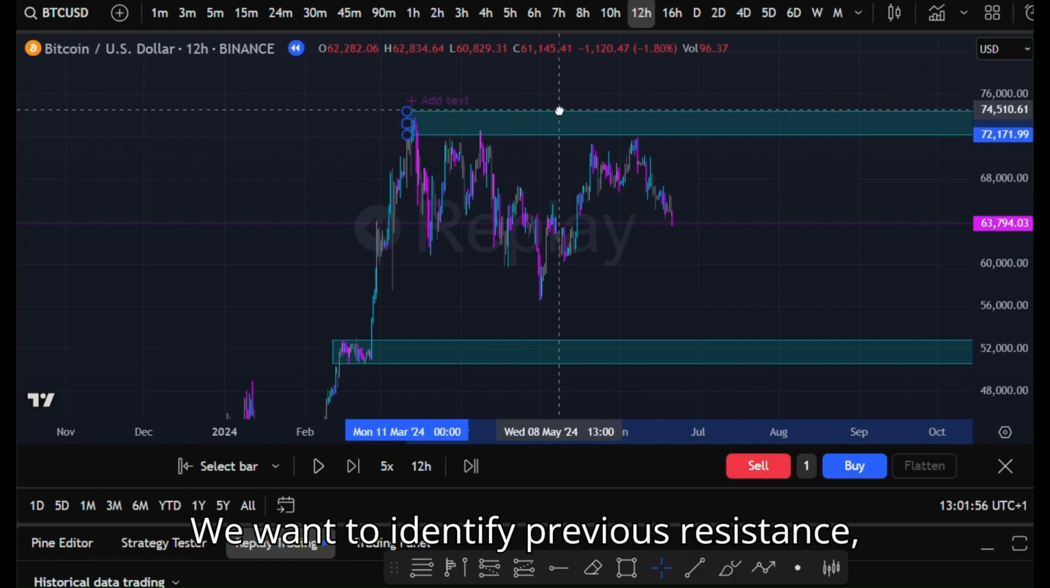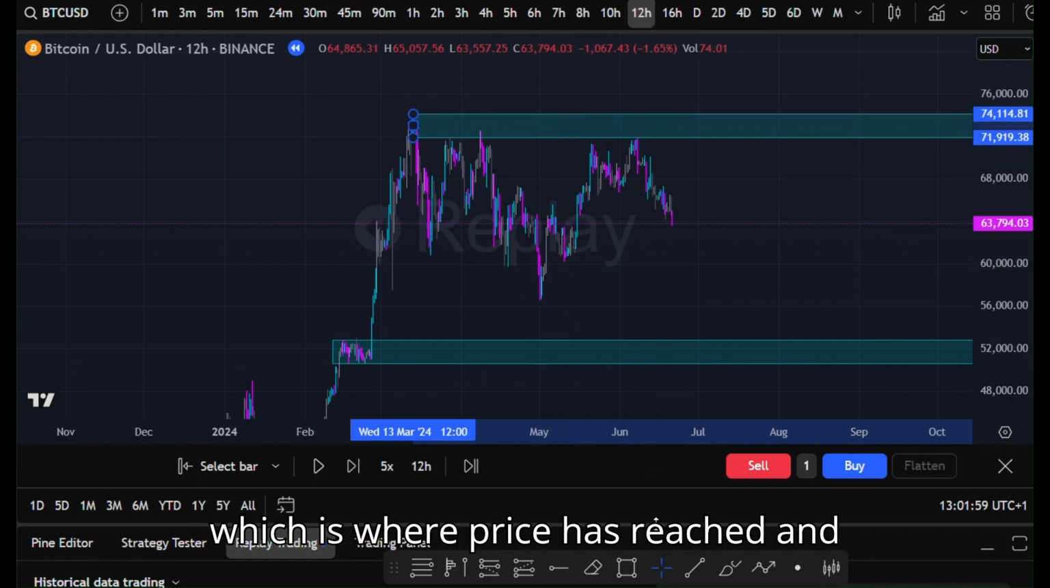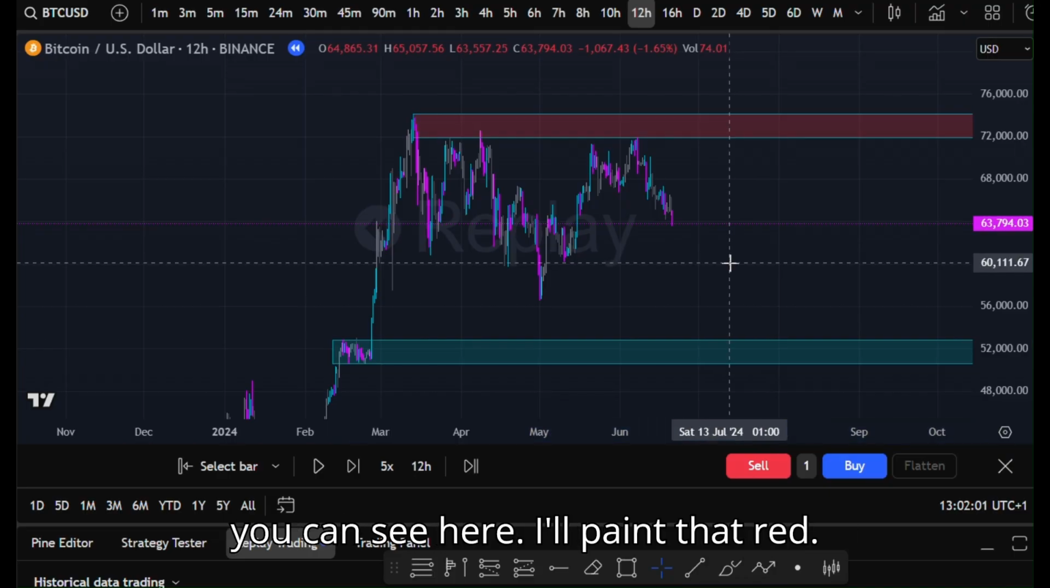We want to identify previous resistance, which is where price has reached and rejected from a number of times, which you can see here. I'll paint that red.